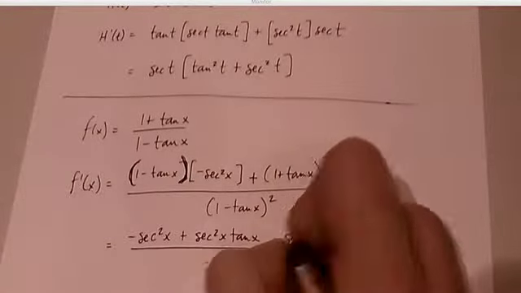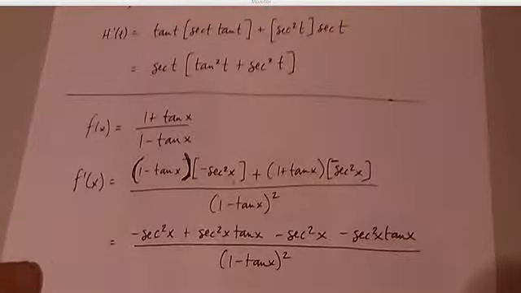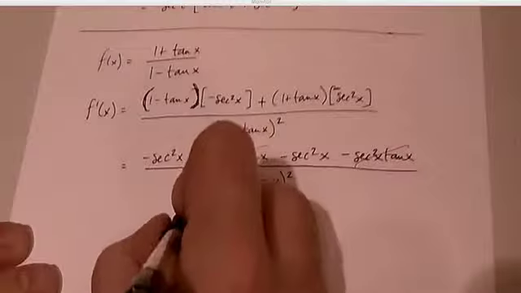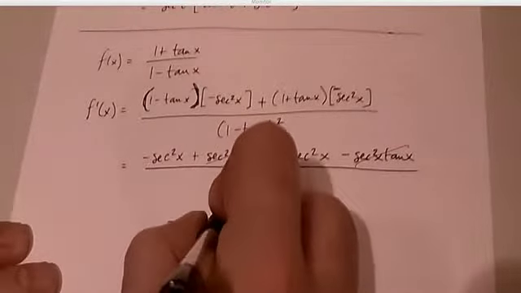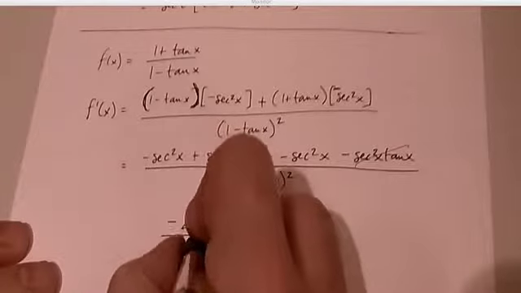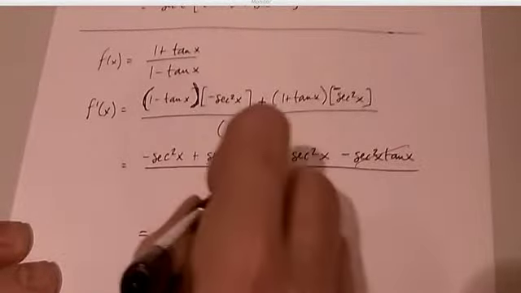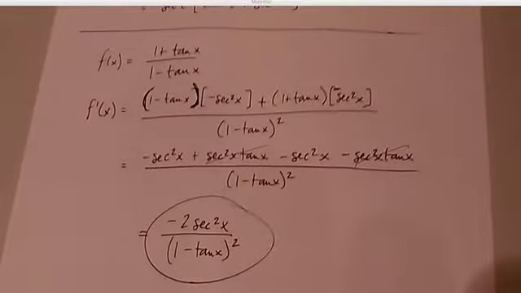Now we see the fact that there's a little bit of cancellation that can be done here, and it winds up being negative 2 secant squared x over 1 minus tangent x squared. And it was a little bit messy, but it wasn't too heinous.